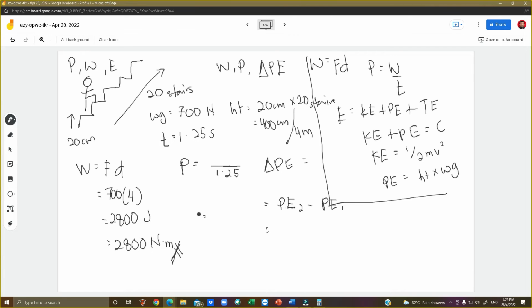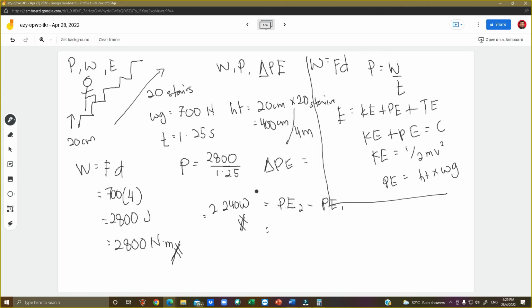Okay, how about the power? Power is work over time. So we have the work here. Berapa kita dapat tu? For power? 2,240 watts. Okay. And how about the change in terms of potential energy?